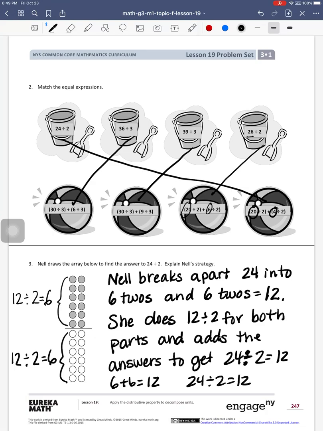Now it's time for you to press pause, complete your exit ticket, and once you're done, press play so you can check your work.